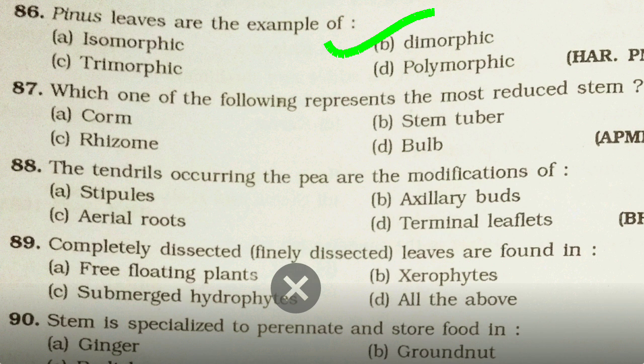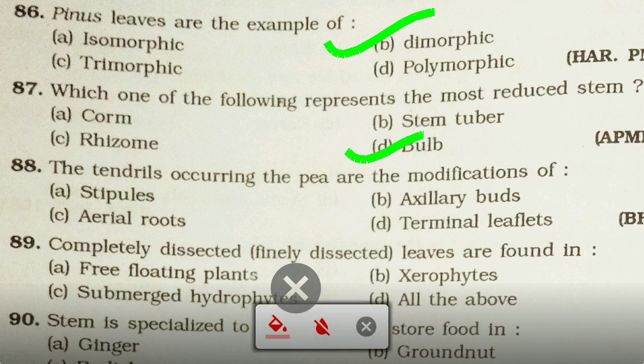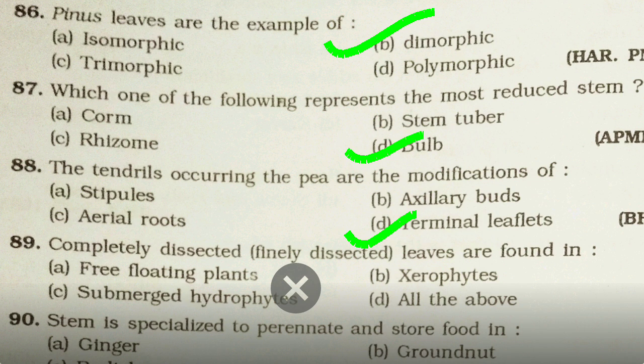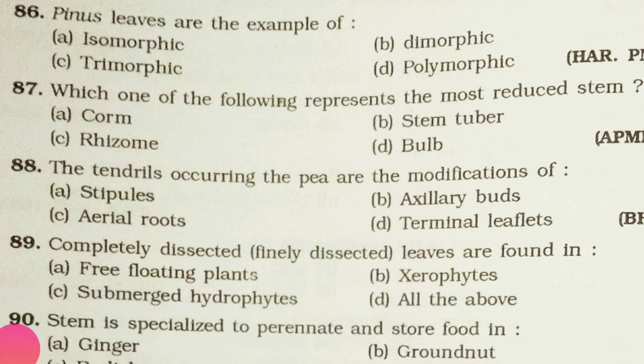Which one of the following represents the most reduced stem? Very easy, that is bulb, because in onions, in the bulb, the stem is very reduced. The tendrils occurring in the pea are actually the modification of what? The modification of terminal leaflets. Now coming to the next question. Finely dissected leaves are found in submerged hydrophytes.